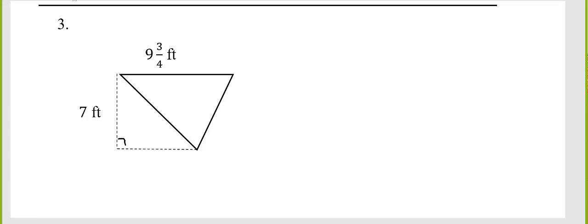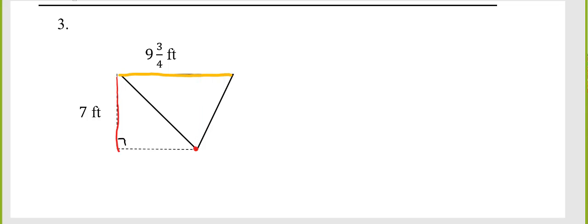Okay, number 3. Identify the base and the height. Here's the base, 9 3/4 feet. Now, all the other times we've seen the height labeled right here inside the triangle. You can also label it this way. You see that the 7 here would be the same distance as the 7 here.